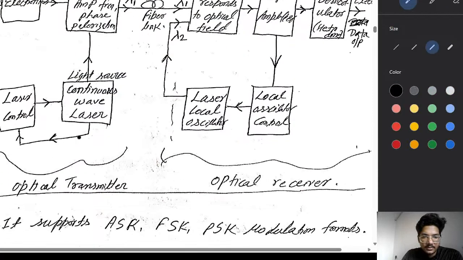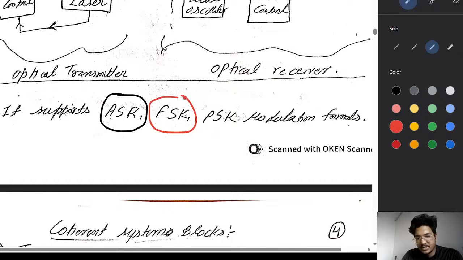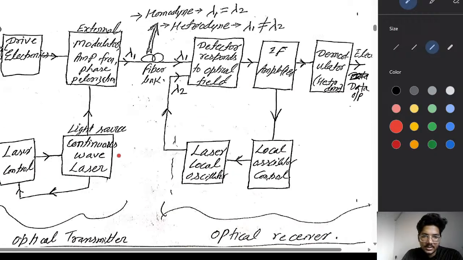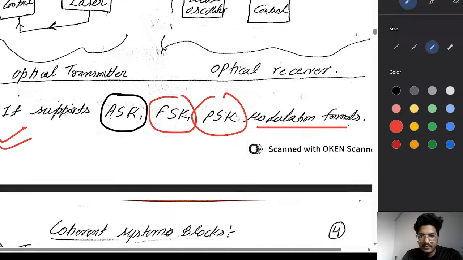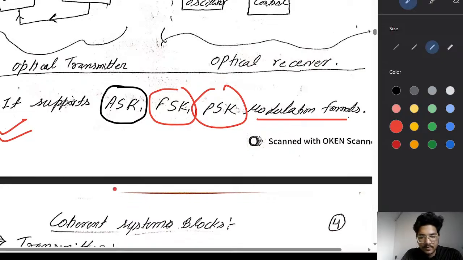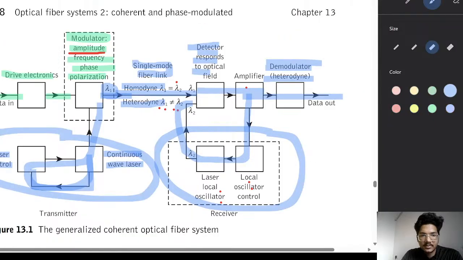So these things happen. So it is the optical transmitter and optical receiver. It supports modulation formats ASK, FSK, PSK. The coherent system consists of modulation techniques like ASK, FSK, and PSK. So coherent system blocks. Let's discuss the coherent system blocks.